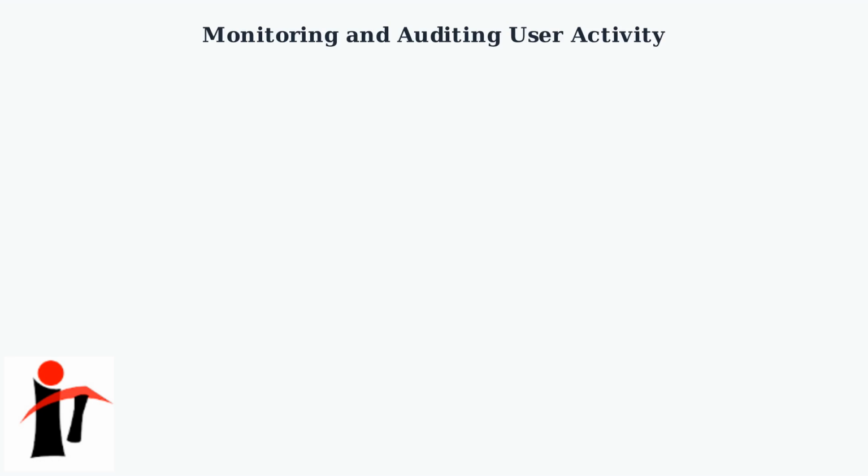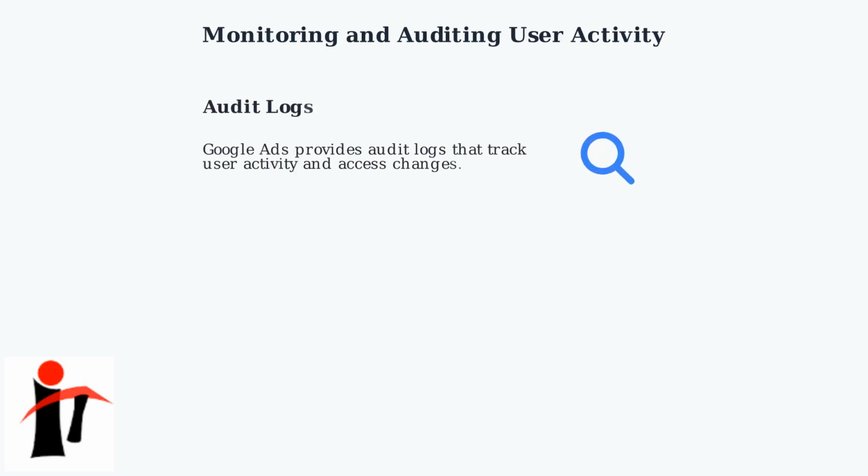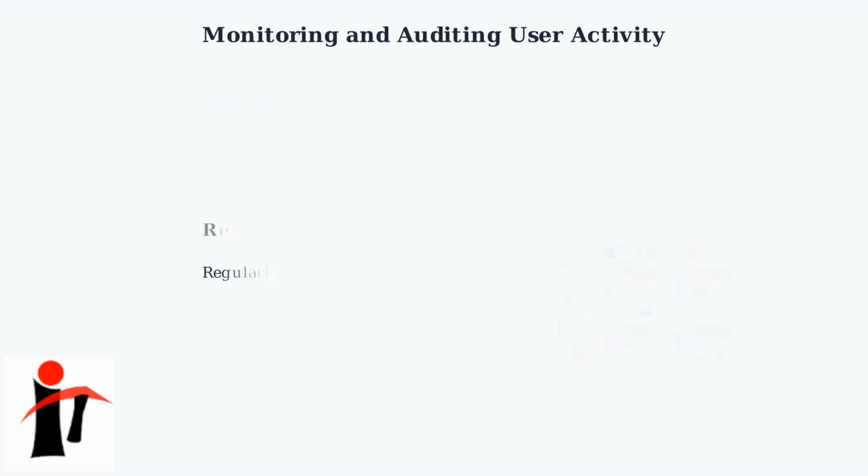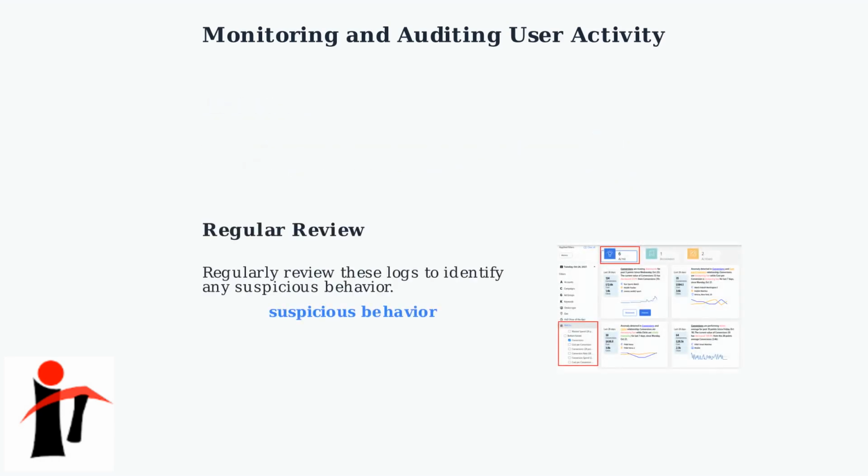Let's explore how to effectively track and review access changes. Google Ads provides comprehensive audit logs that track all user activity and access changes within your account. Regularly reviewing these audit logs allows you to spot any suspicious behavior that might indicate unauthorized access or misuse.